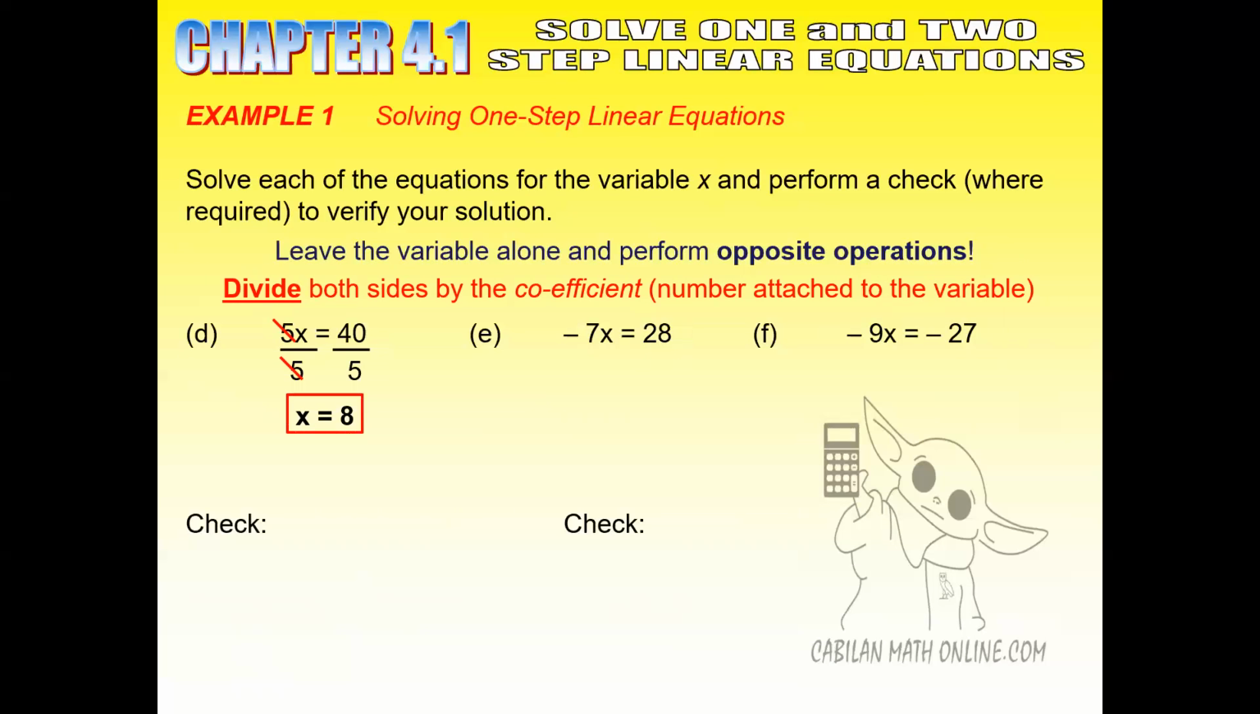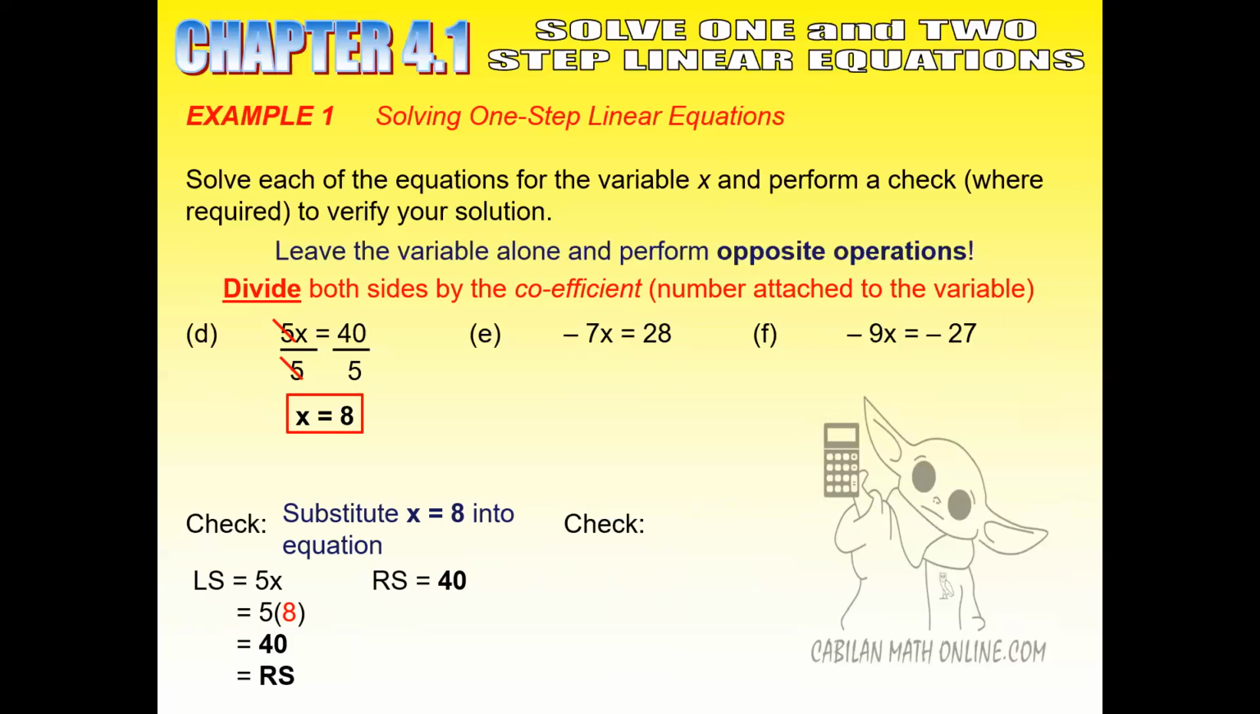Now we're just going to do another check so you can see how to do it. In this case, remember the left side is whatever's to the left of the equal sign, which is 5x, and the right side here is 40. What we want to do is replace the x with the 8, because that was our answer. So when the x is replaced with the 8, 5 times 8 gives me 40. As you can see, the left side and right side are exactly the same.